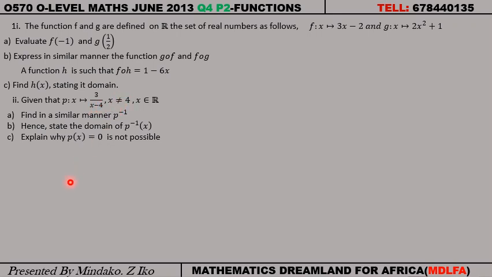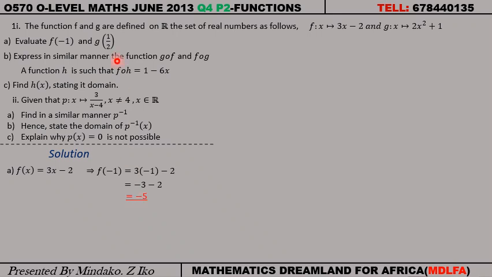All right, so let's look at the solution. For part A, f of x equals 3x minus 2. The question asks us to evaluate f of negative 1. So f of negative 1 simply means that where I find x, I substitute negative 1 there. So I have 3 times negative 1 minus 2, and 3 times negative 1 is negative 3, then minus 2. Negative 3 minus 2 is minus 5. So that is the value of f of negative 1.